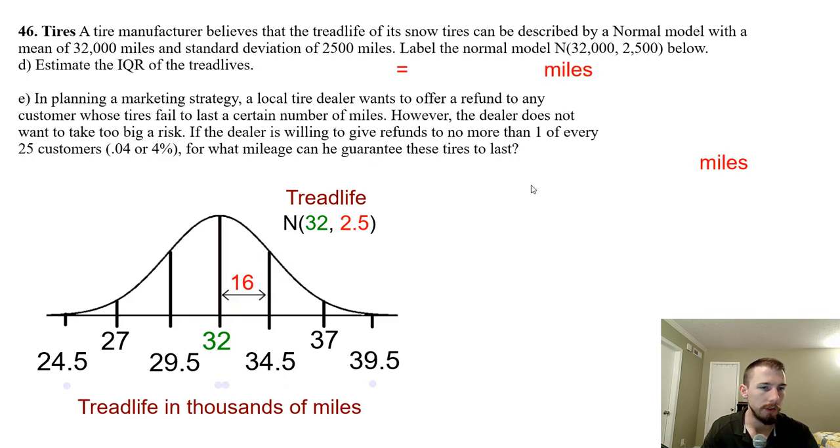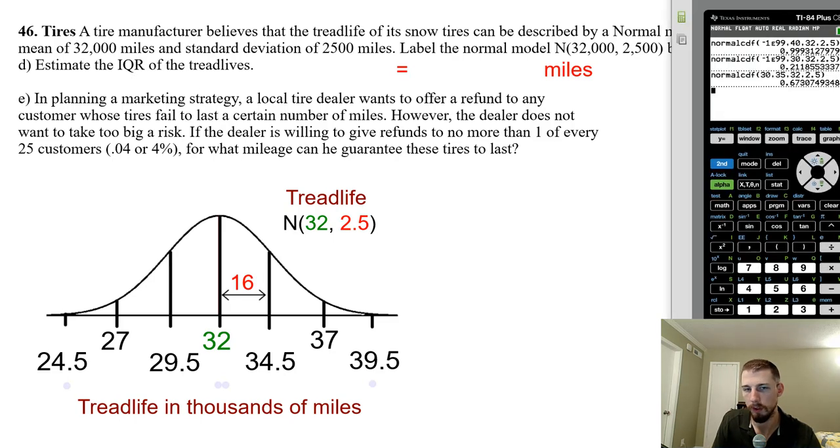Now we're kind of shifting a little bit. Now we want to estimate the interquartile range. Well, the IQR is going to be the 75th percentile minus the 25th percentile. So we need to find out what those percentiles are. So we know the area under the curve, we just want to work backwards. So instead of doing normal CDF, we're going to do the inverse normal, which is our third option.